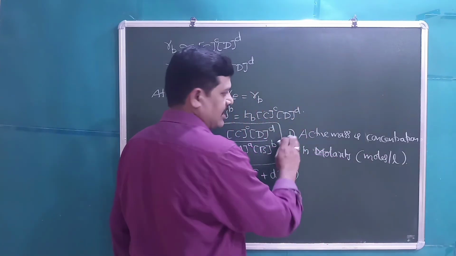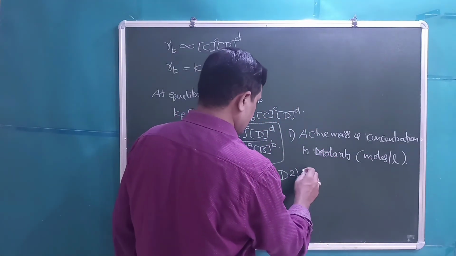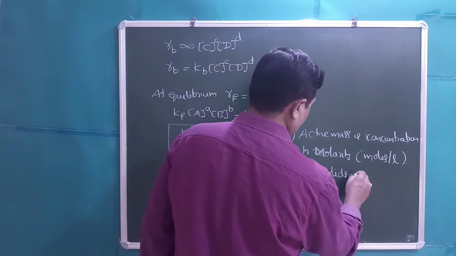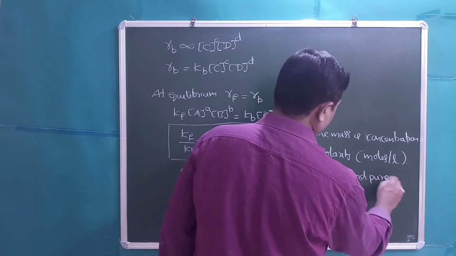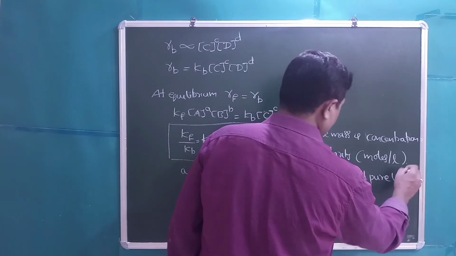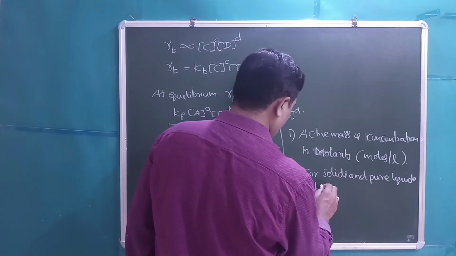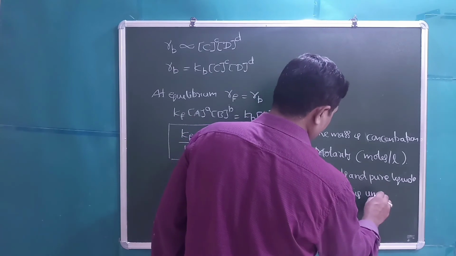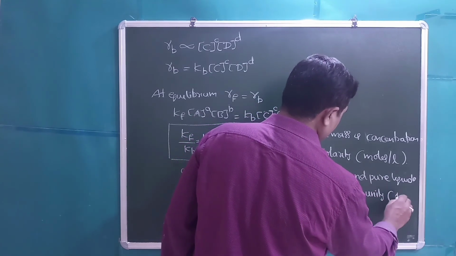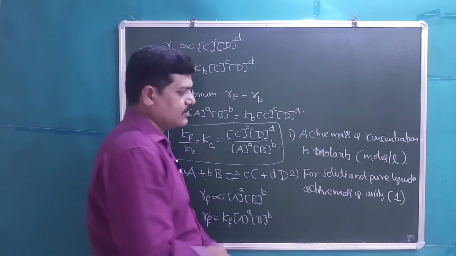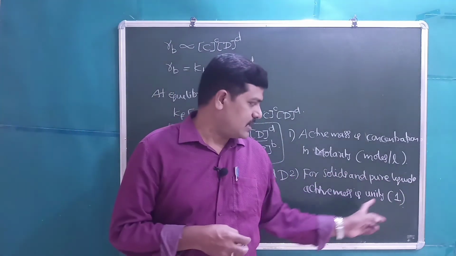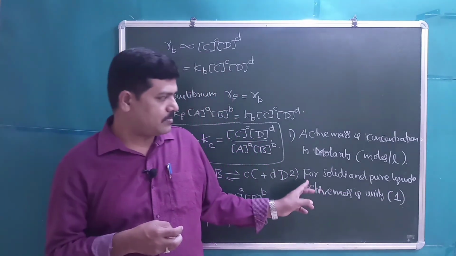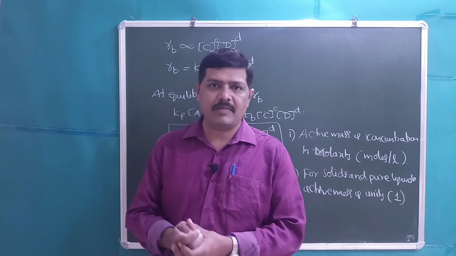And one important thing about active mass is, for solids and pure liquids, active mass is unity. Unity means that is one. Any equilibrium reaction in which solids or pure liquids are involved, we will take active mass of those compounds as 1. Students, this is about the law of chemical equilibrium and equilibrium constant.